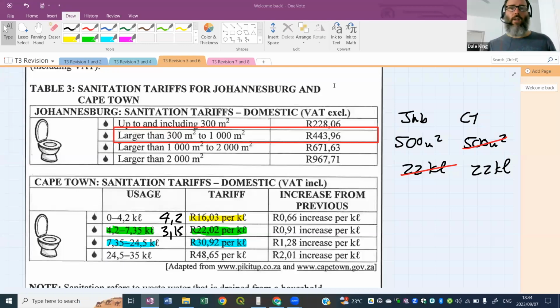You don't have to worry how much you use. You just can use and use and use and use. Whereas the Cape Town one, as you go up in usage, and they will have to record your usage, you're going to get charged more if you go into another bracket.